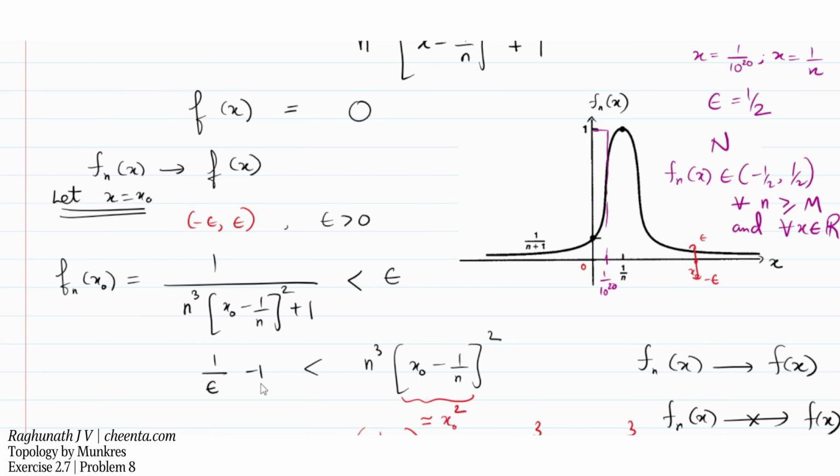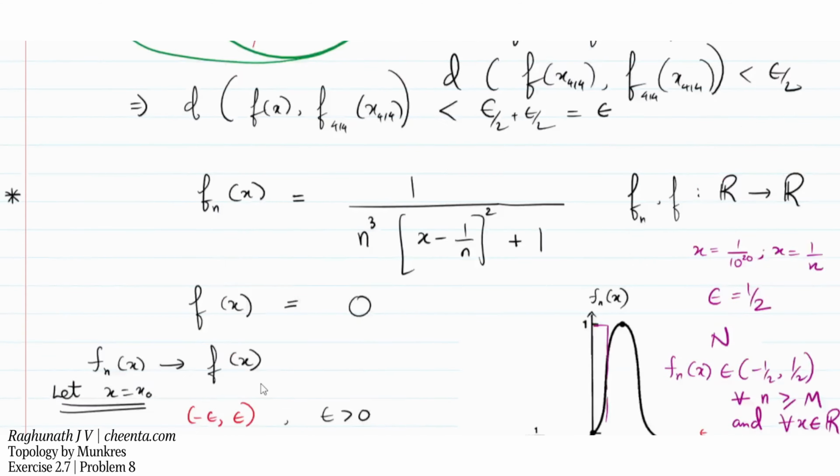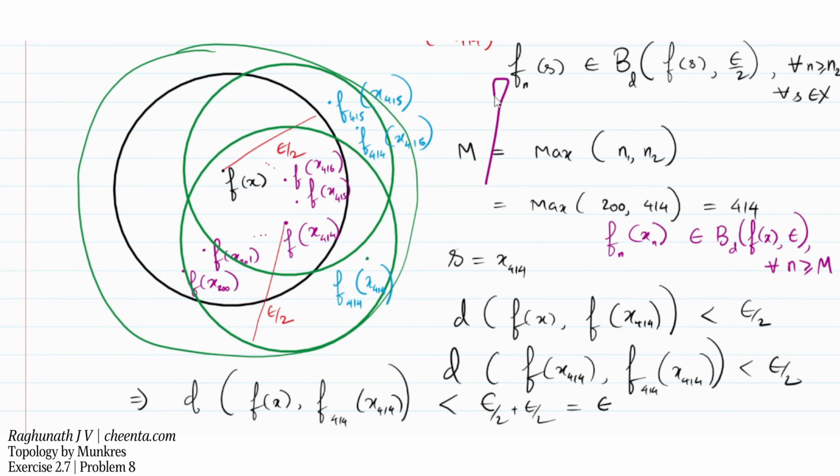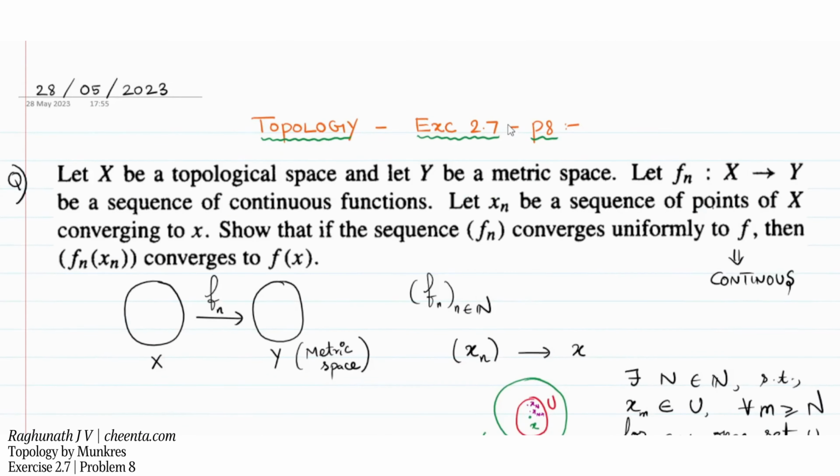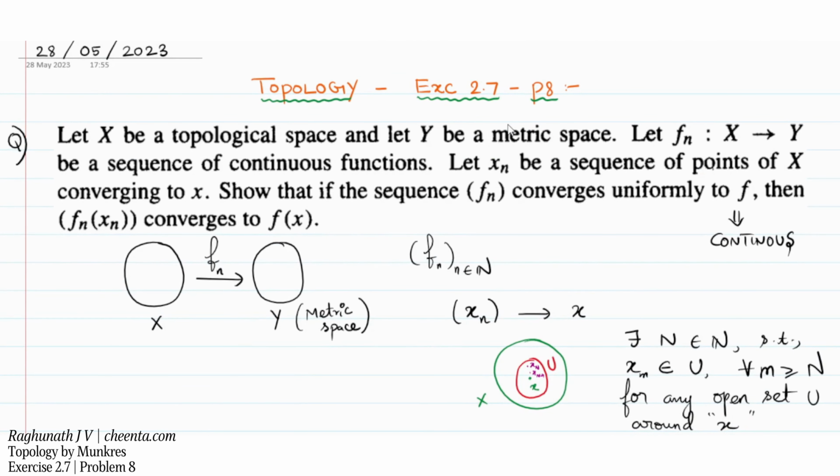You can keep thinking about this more and try to come up with a proof for this: if fn converges uniformly to f and fn is a continuous function, then try to prove that f is continuous.